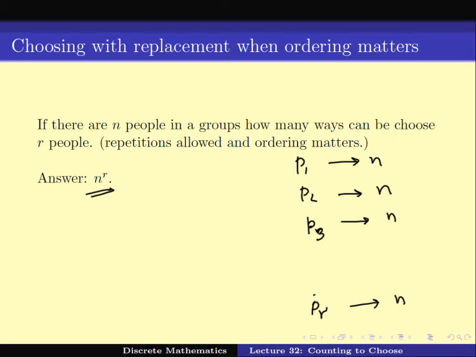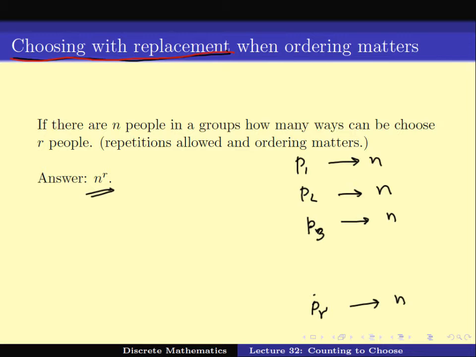Now this is also sometimes called choosing with replacement, because here what we are doing is drawing a person from the list. Imagine that you have n people and their names have been written on pieces of paper and put into a basket. Now I can pick up one person's name from the basket.